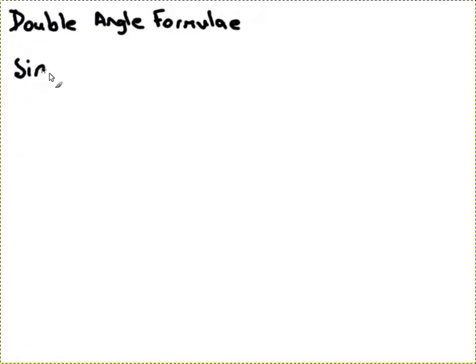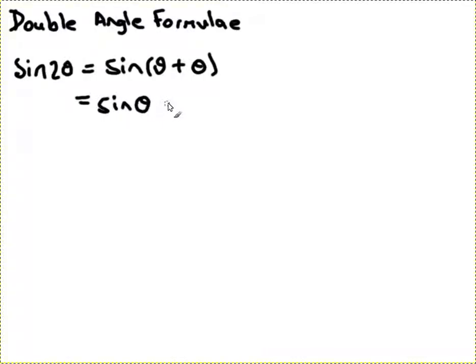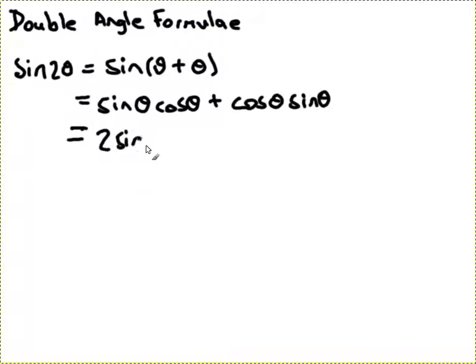Okay, so let's start with the double angle formulae. If I want to find out what sine 2 theta is, then I could write it as sine of theta plus theta. And as I know now that that's the same as sine theta cos theta plus cos theta sine theta, and as I've really written the same thing down twice there, I can now deduce that sine 2 theta is the same as 2 sine theta cos theta.